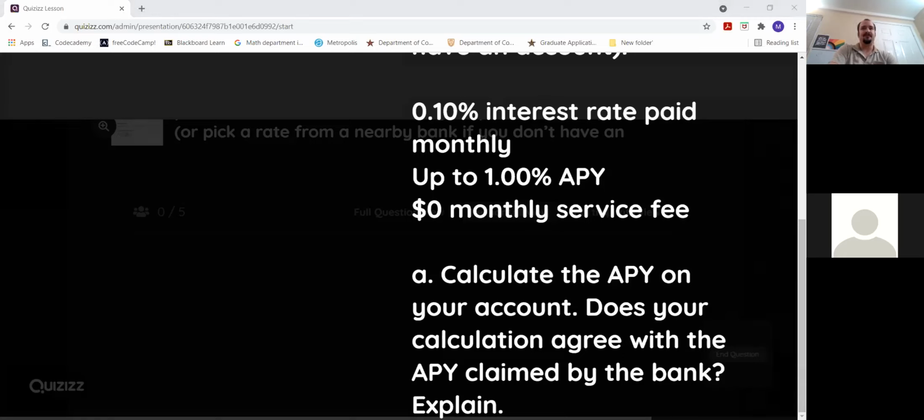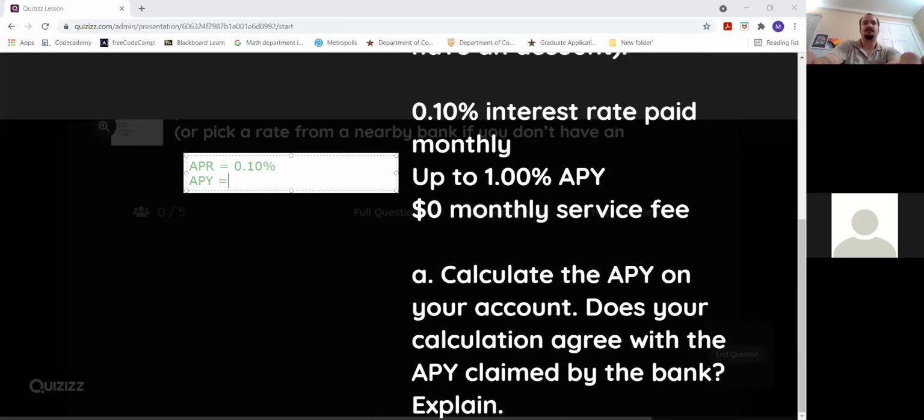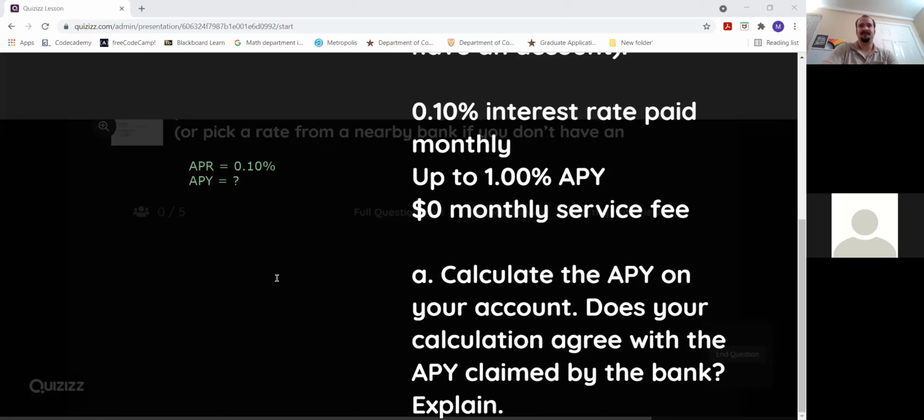So it might seem like a bit of a trick question, maybe. I'm not sure. But if my APR is 0.10%, what is my APY? If you just tell me what the APY is, I would be happy.